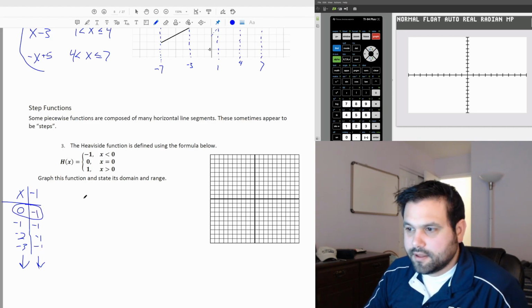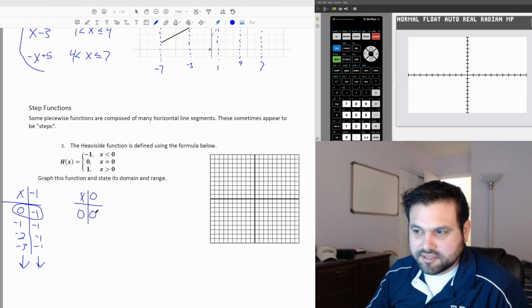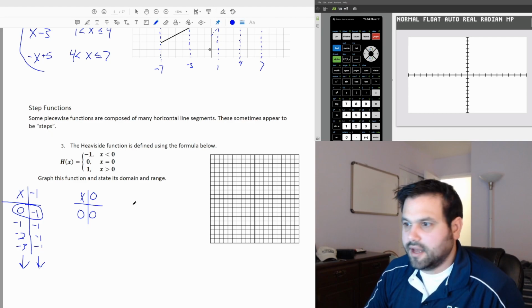Okay? The next one is just a point. It's just one single point, right? Because it's only when x is 0 do we output 0. Okay, so when x is 0, we output 0. The only point for that.